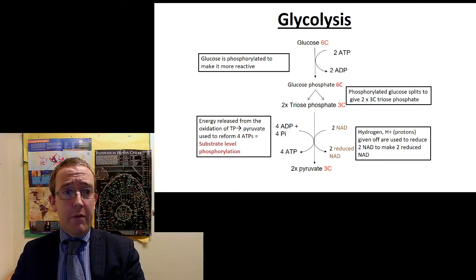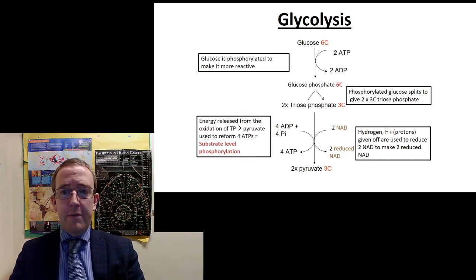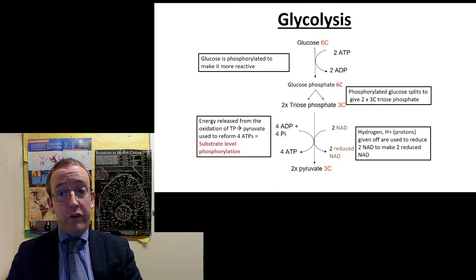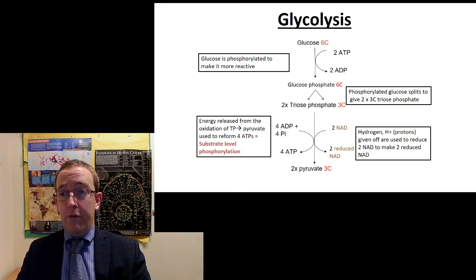So if you're making a diagram of this, you can pause there and jot down some diagrams. Glucose is phosphorylated to make it more reactive. Phosphorylated glucose splits into 2 3-carbon triose phosphates. Energy released from the oxidation of triose phosphate to pyruvate is used to form 4 ATPs. That is substrate level phosphorylation, and hydrogen, protons, are given off and used to reduce 2 NAD to make 2 reduced NAD.